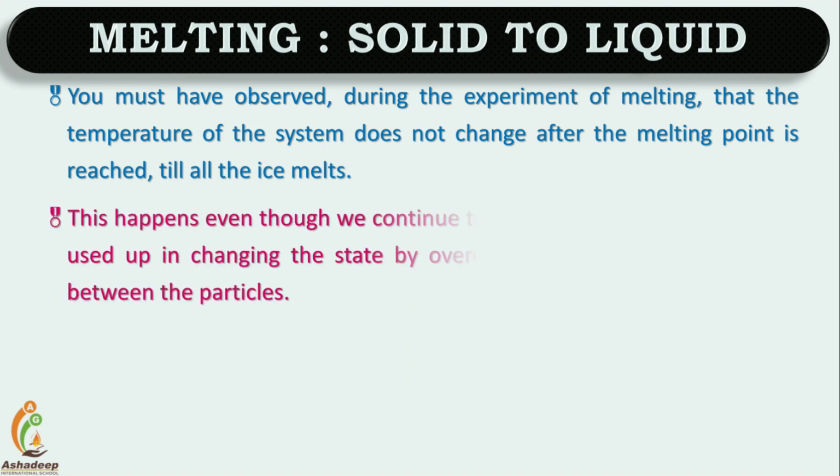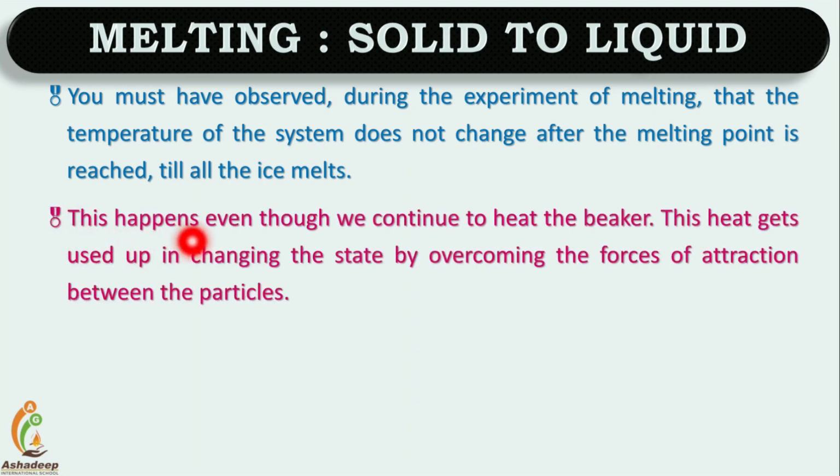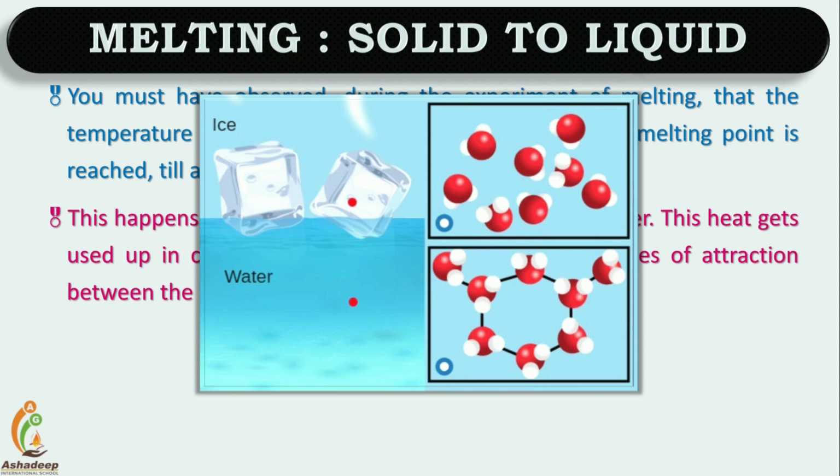And the reason is here. This happens even though we continue to heat the beaker. This heat gets used up in changing the state by overcoming the force of attraction between the particles. Now, why does this happen? When all the ice gets converted to water, after that only there will be a rise in temperature. Why? What happens when there is ice? So the ice has this structure. This is the particle structure of the ice, and this is of water.